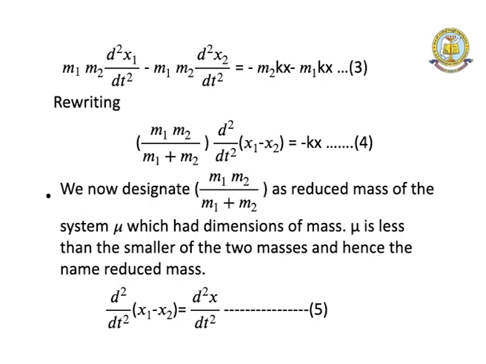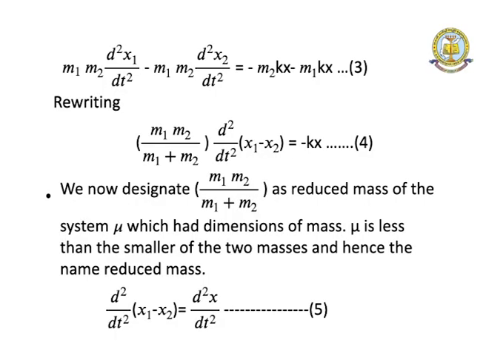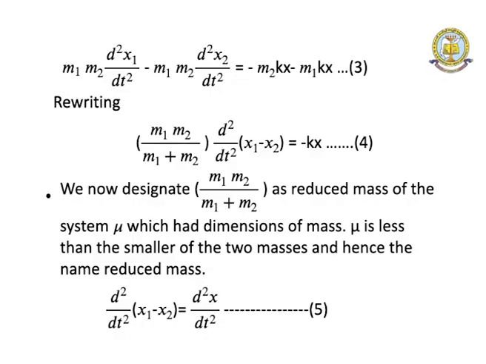So m1 plus m2 goes outside, as the numerator m1 m2 is common, and kx with m1 plus m2 is common. So m1 m2 by m1 plus m2, d square by dt square of x1 minus x2, is equal to minus kx. Here m1 m2 by m1 plus m2 is the reduced mass of the system, with the symbol nu. Nu is equal to m1 m2 by m1 plus m2, which has the dimensions of mass. Nu is less than the smaller of the two masses, and hence the name reduced mass.